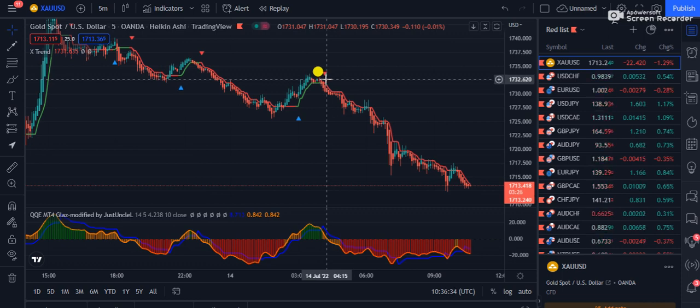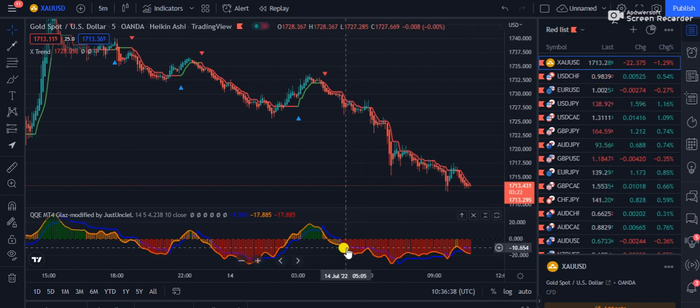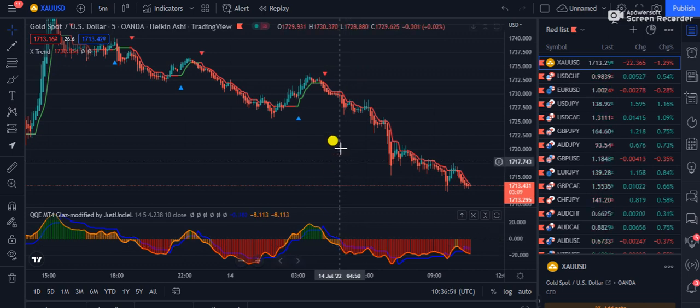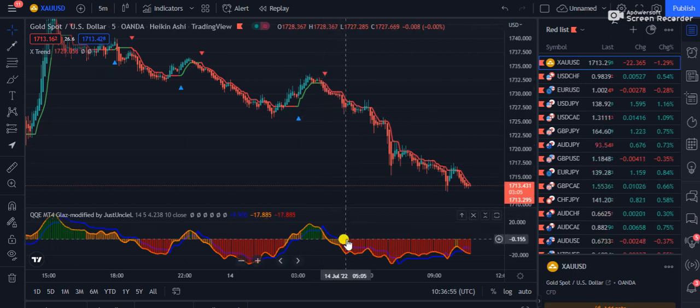So you will not execute any trade unless the QQE MT4 Glass Modified indicator by Just Uncle changes its color into red. This is your entry, because if you take entry before it, you can have a potential loss on the particular trade. So it is better that you wait for the QQE to turn red so that you can take your entry. So this is all about gold.